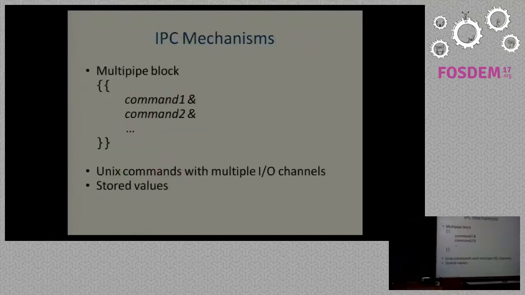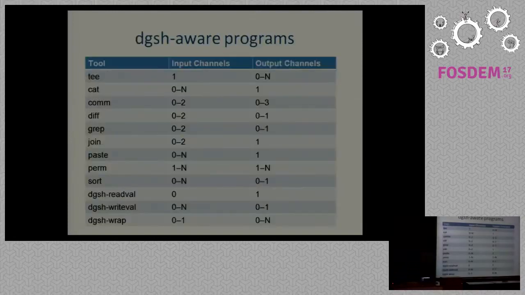So the mechanisms you have in dgsh are, first of all, multipipe blocks. You can also have Unix commands with multiple input or output channels, such as cat to gather the results, or tee to fan out the result, or paste to gather the results, and also stored values as symbolic links through the graph. We've adapted a number of programs, for example, tee that can have an arbitrary number of output channels, or paste and cat that can merge together many input channels. And there are other programs that can do similar things.